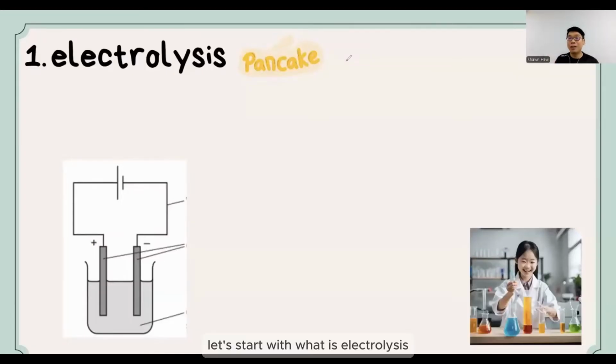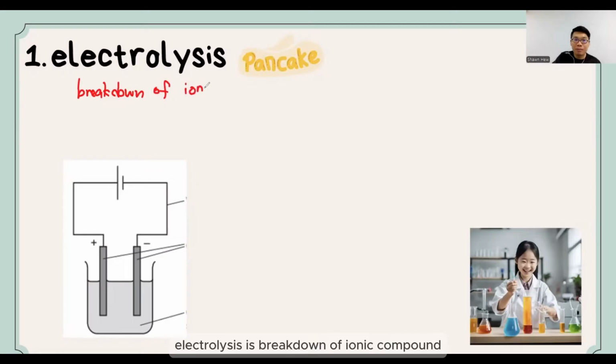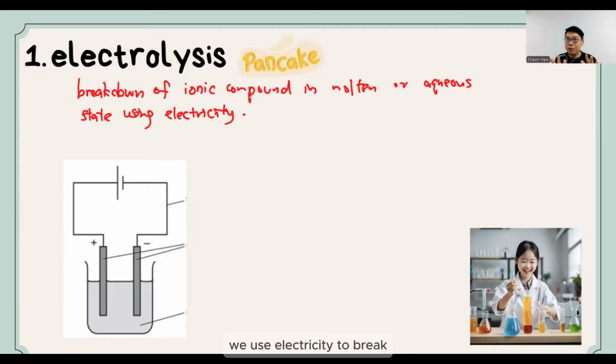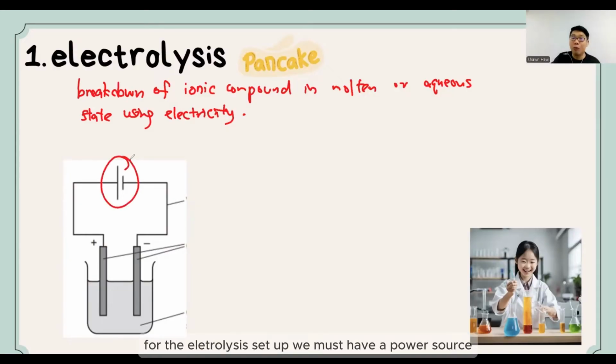Let's start with what is electrolysis. Electrolysis is the breakdown of an ionic compound that is in either molten state or aqueous state using electricity. So we use electricity to break the ionic compound back to atom or molecule state. For the electricity setup, we must have a power source, and then here is the wire.